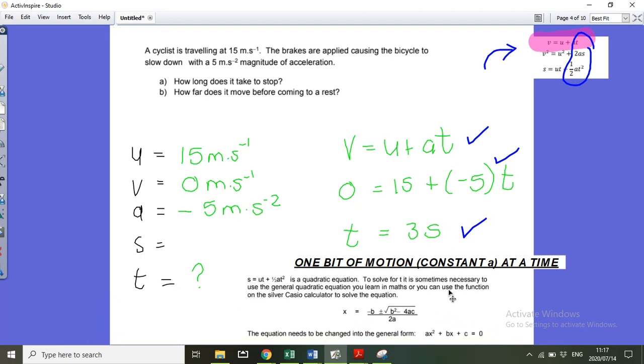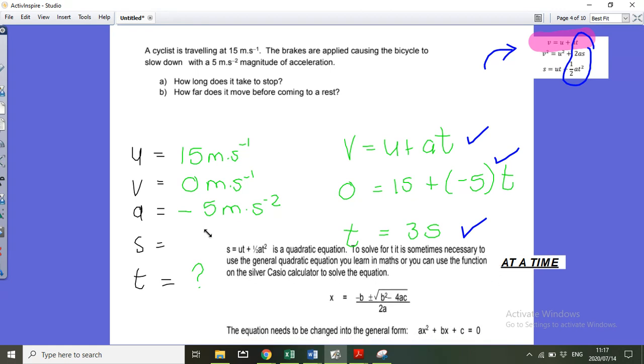Also remember, if time is your unknown and you need to use this last equation, there's a t and a t squared, and you can end up with a quadratic equation that you have to solve. Now, all of you are very good with your maths, so it shouldn't be a problem, but you can use the quadratic formula or else get used to your calculator. The grey calculators can solve for x, so make sure you know how to use your calculator to solve this quadratic equation.